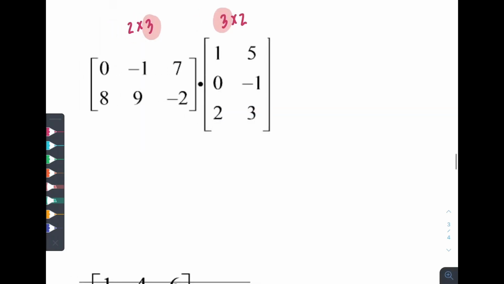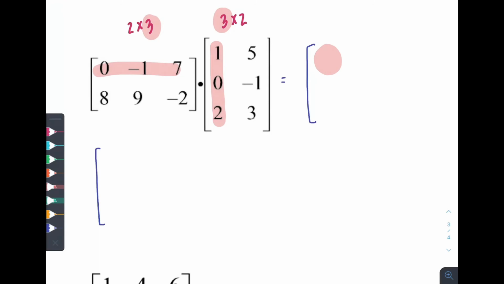Okay, so we are going to multiply the first row by the first column first. And that number will go here. I'll just put a little pink here. So first row by first column first, and then we add those values together. I'm going to make a big old matrix here.